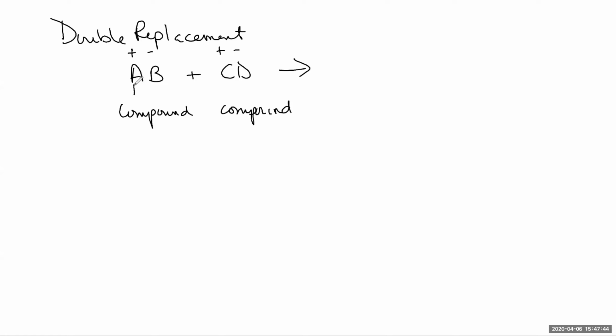The positive A is going to go with the negative D, and the positive C is going to go with the negative B. It's a little confusing because when you write it, you always put the positive first, so I'm going to keep C in front. So if you notice, all that really happened is that they switch partners.